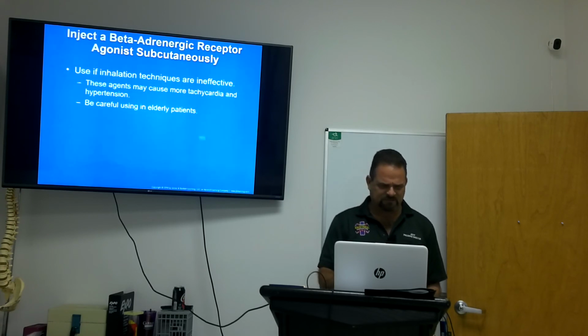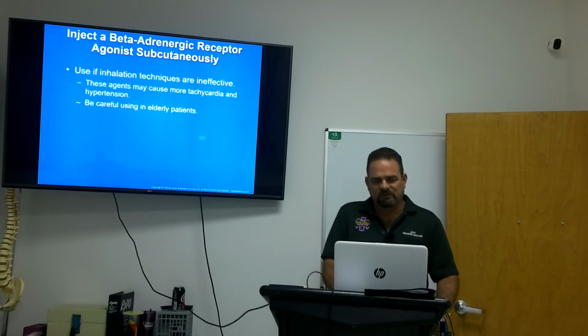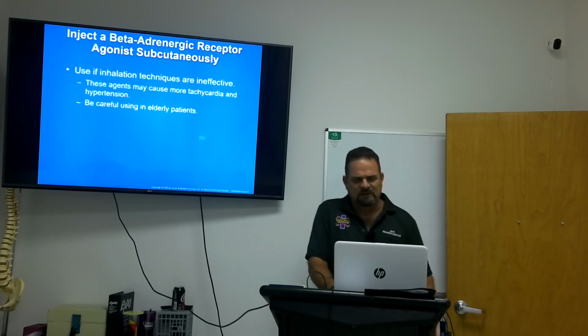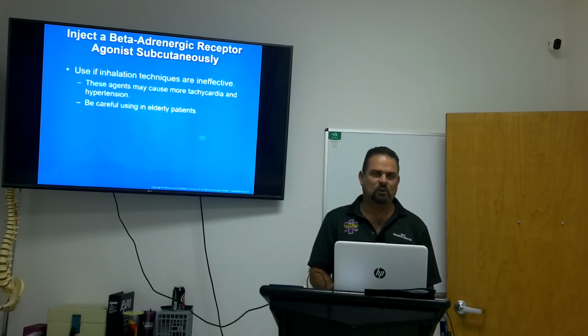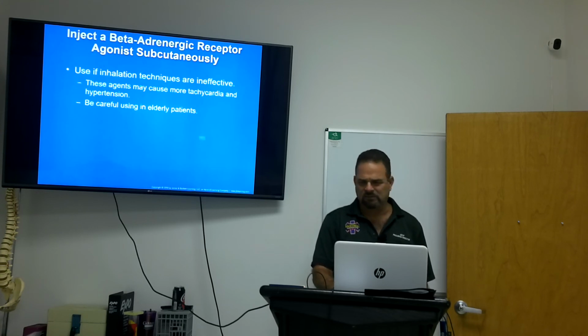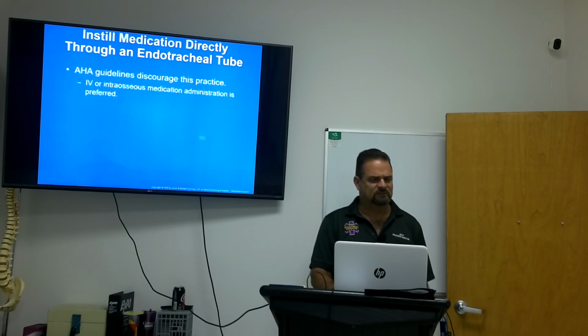Inject a beta-adrenergic receptor agonist subcutaneously. If the patient's breathing is inadequate, methods requiring inhalation may be unreliable or ineffective. So we may need to administer terbutaline or epinephrine subcutaneously or intramuscularly. These are not as beta-2 specific, so they may cause more tachycardia or hypertension. Be careful using these in elderly patients because of the additional cardiac stimulation, but occasionally you may have to get a little bit more aggressive with these folks.